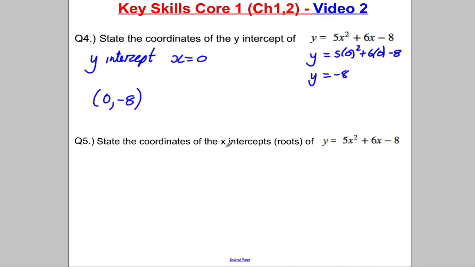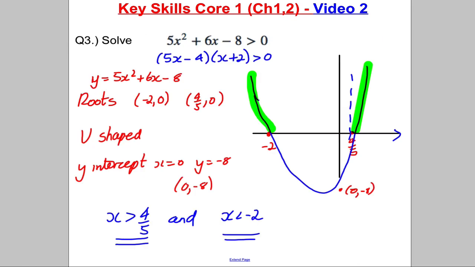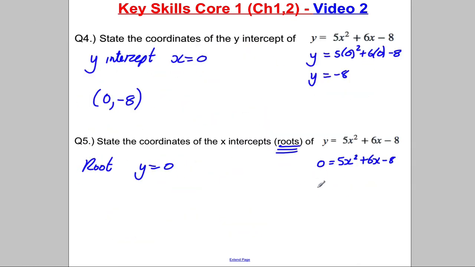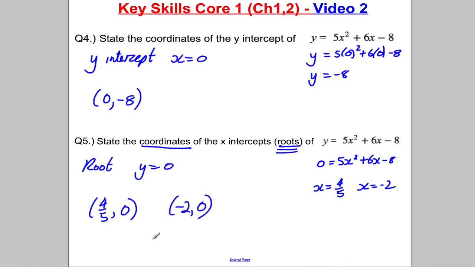Now it says state the coordinates of the x-intercepts, and the common name for this is the roots. For the x-intercept, or the root, we know something is true, that y is 0. So we put y is 0 in here. 0 equals 5x squared, add 6x, take away 8. Oh look, we've solved this before, haven't we? We solved this in question 2, and we got the answers. Well, x is 4/5, and x is -2. So writing them as coordinates, we would say 4/5, 0, and -2, 0 are the coordinates of the roots.